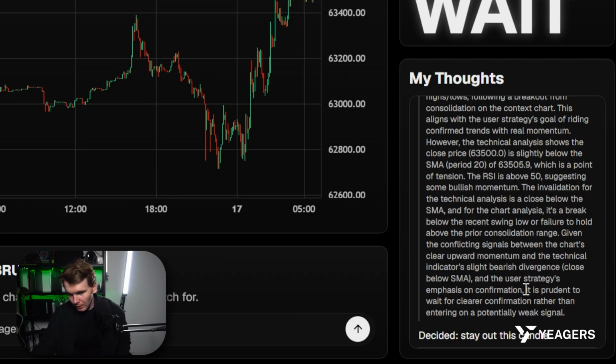Looking here, it's eventually decided it is prudent to wait for clear confirmation rather than entering on a potentially weak signal. Awesome. Isn't it what you would expect from a good trader? Instead of just rushing into a trade, it thought, evaluated, and decided that there's no clear entry. There's no great opportunity right now to take a very high confidence trade. Incredible.